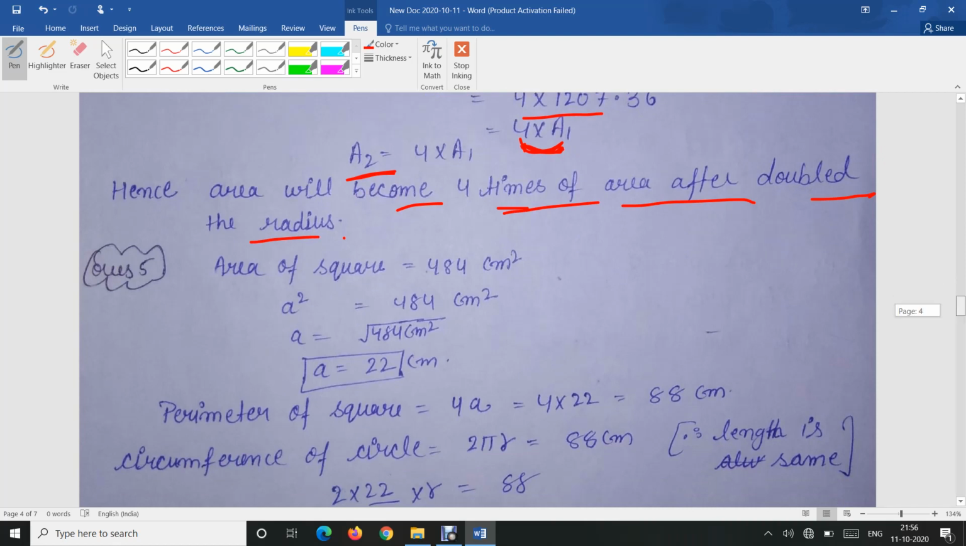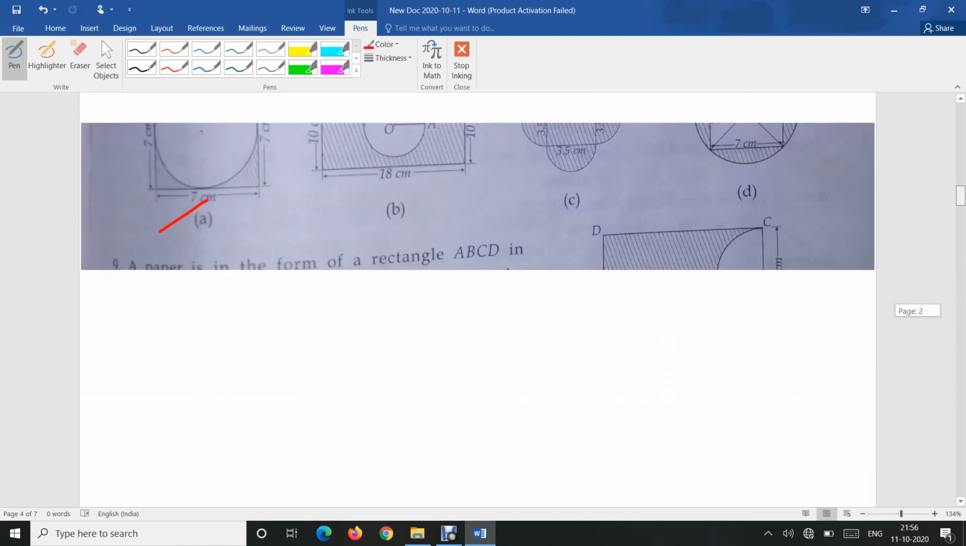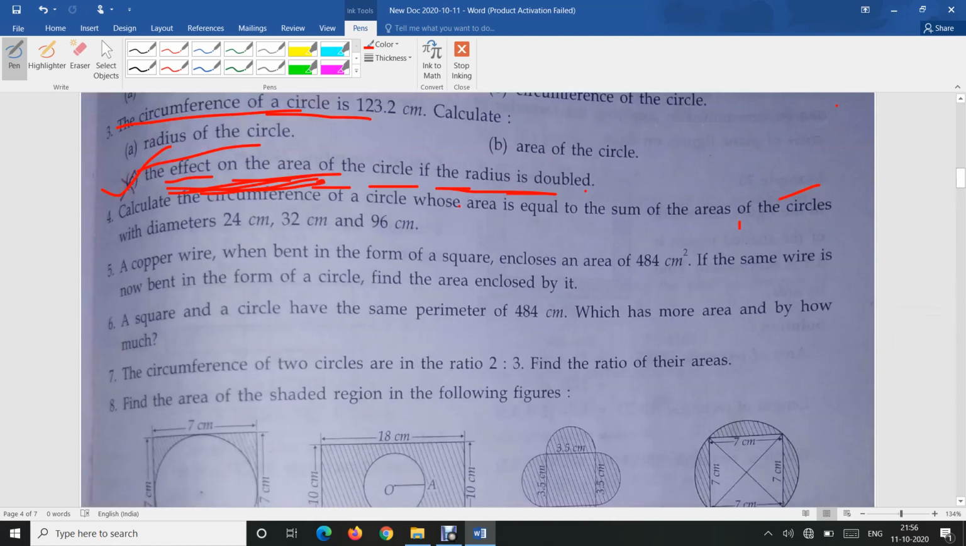Now let's see the next question, which is question number 4. Question number 4 is saying: calculate the circumference of a circle whose area is equal to the sum of the areas of the circles with diameters 24 cm, 32 cm and 96 cm.